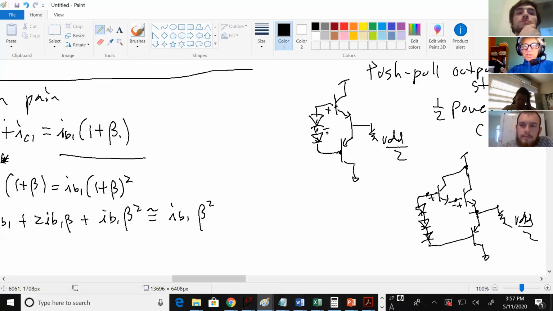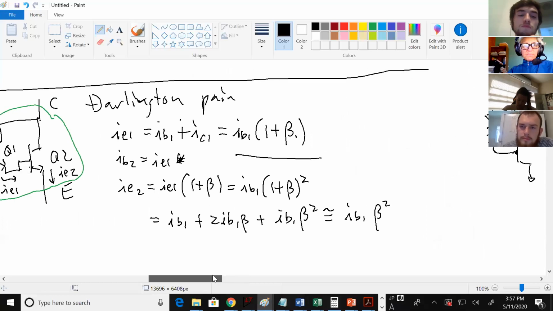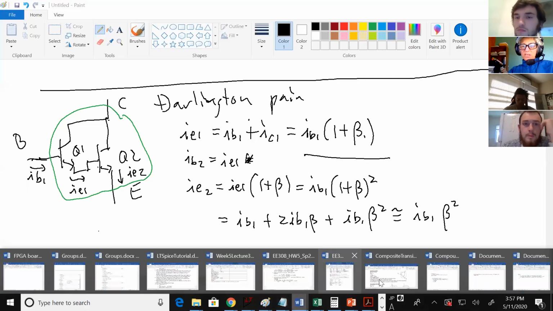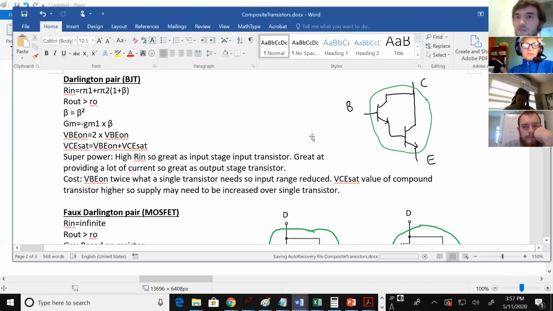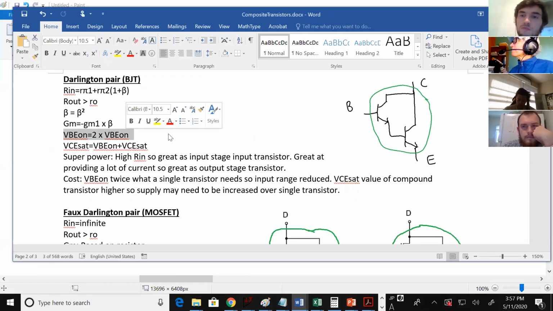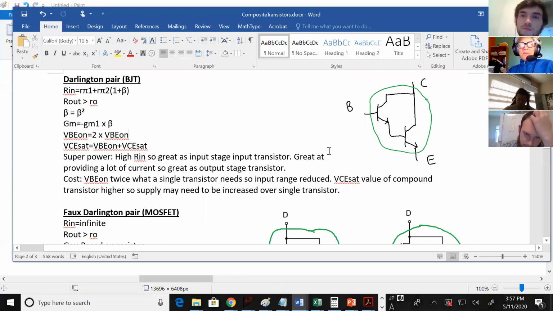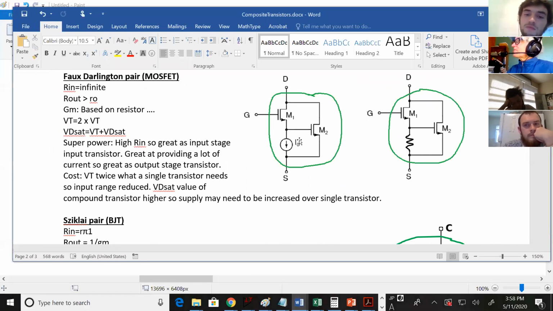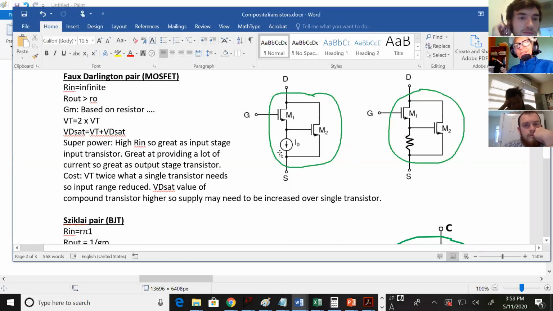Okay. There's one more thing. I'll make sure to do it next lecture. But so Darlington pair, the big cost is your VBE on. So for a Darlington pair, your VBE on is twice that of a single transistor. And people didn't like that. There's no such thing as really a Darlington pair in MOSFETs, since a Darlington pair works off of a base current and MOSFETs don't have a base current. People have tried to fake Darlington pairs in MOSFETs, but it really doesn't work well.